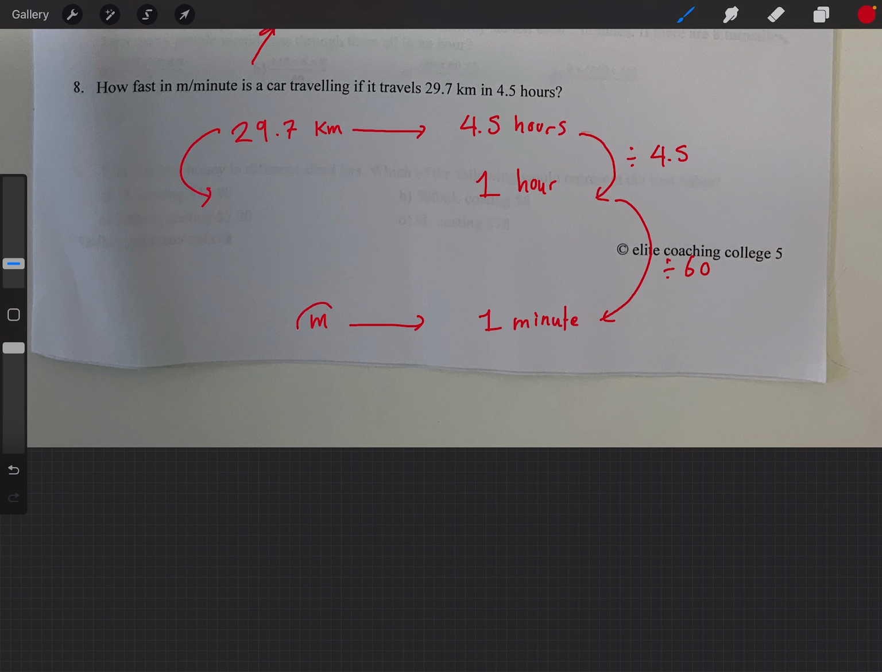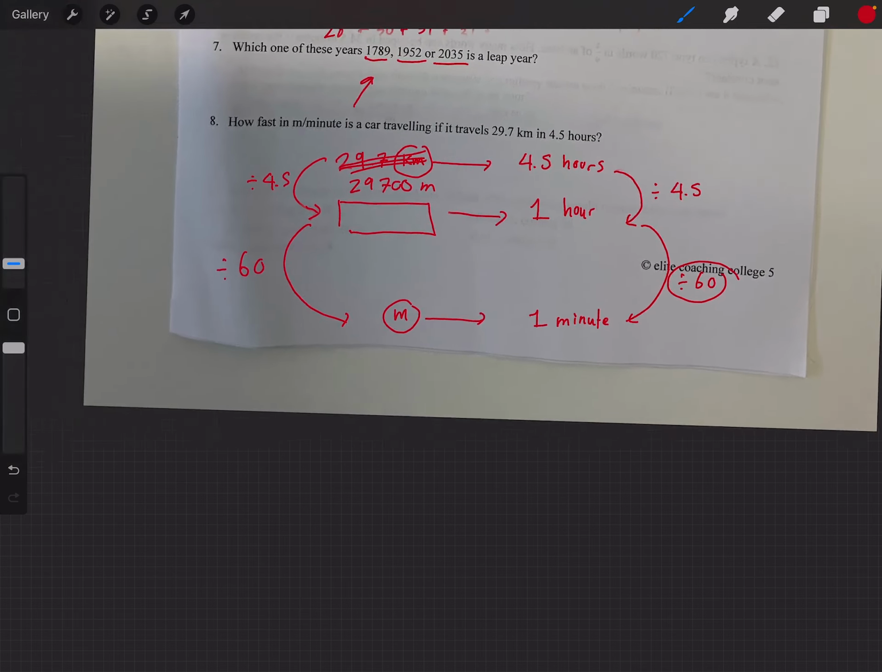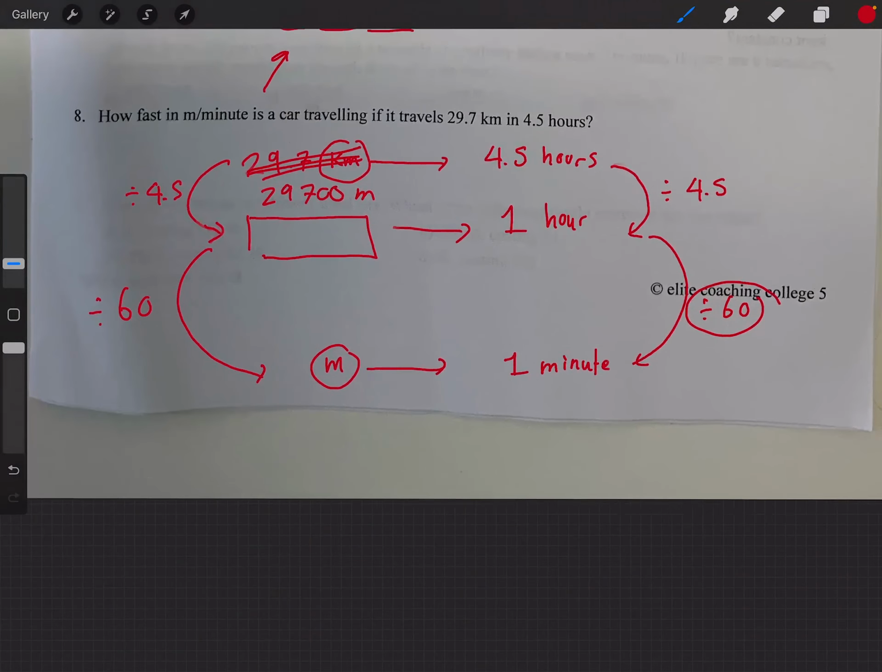Now, we want meters in the end, right? But this is in kilometers. So let's change it to meters from the very beginning. So this would be 29,700 meters. Oops, sorry, that shouldn't be there. So I'm just going to cross this out and change this one to meters straight away. So it's 29,700 meters, and we're going to divide it by 4.5, and we're going to get this number here. And then we're going to divide it by 60 because on this side we divide it by 60. Okay, we have to match it.